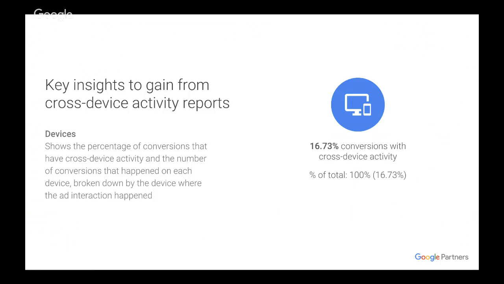The device report is about seeing how much cross-device activity is happening in your AdWords account. Here, you will be able to see the percentage of conversions that have activity that spans different devices, along with the number of conversions that happened on each of them. This will show per device where the ad interaction took place.